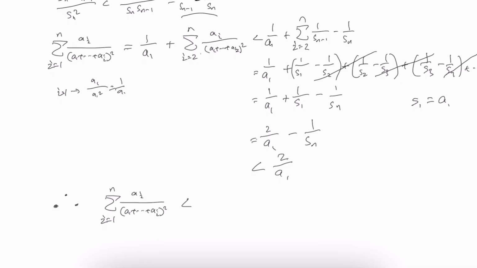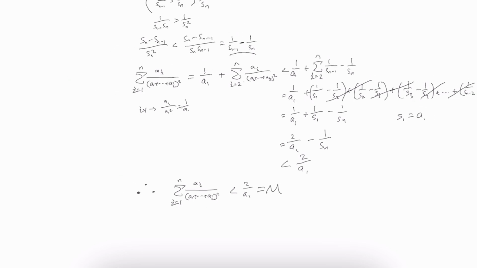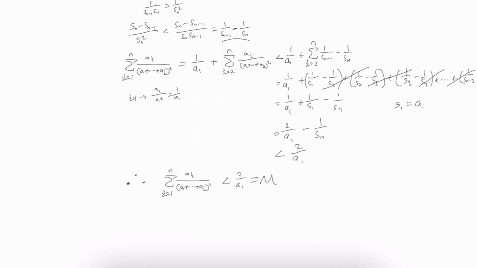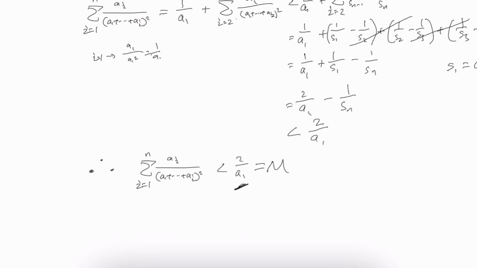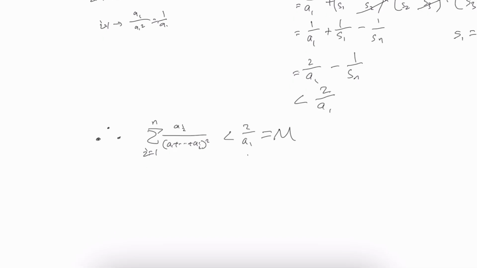So we have that our sum is directly upper bounded by 2 over a sub 1, which if we set as m follows all of the conditions, right? M depends on the sequence, in particular on the first term, but this works for all n. And so if we set m equal to 2 over a sub 1, it will be our upper bound for all n, and as a result, m exists, and that completes the proof.